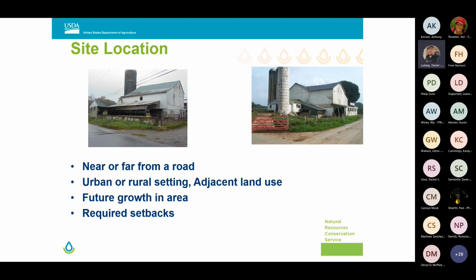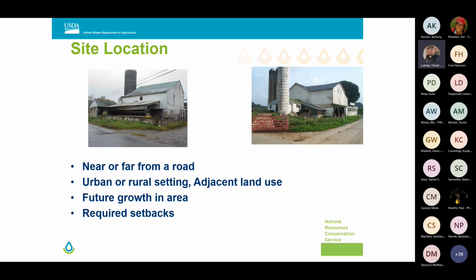Looking at your site location. How near to the road is it? It's going to have some implications, especially with siting practices or perception by the public. Are we in an urban or a rural setting? Do we have urban sprawl happening next to the farm? I think we're seeing that a lot. And with some of the practices that we're doing, we have to take into account those adjacent land uses.